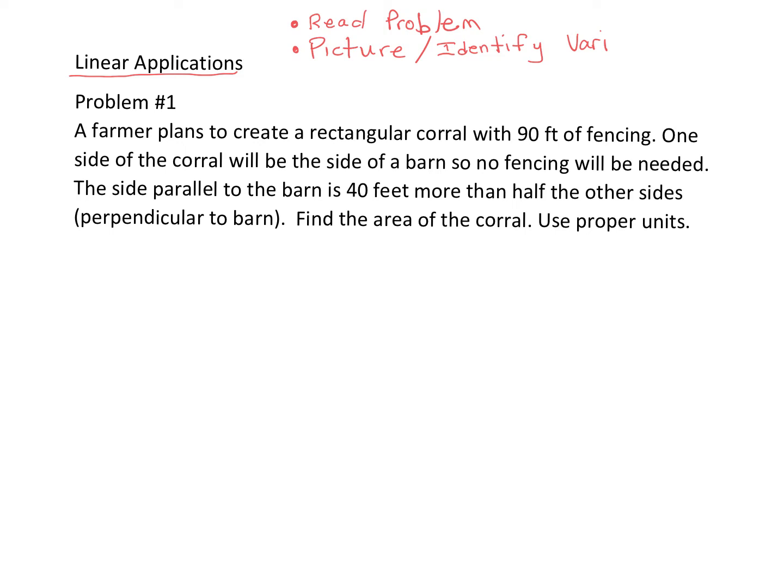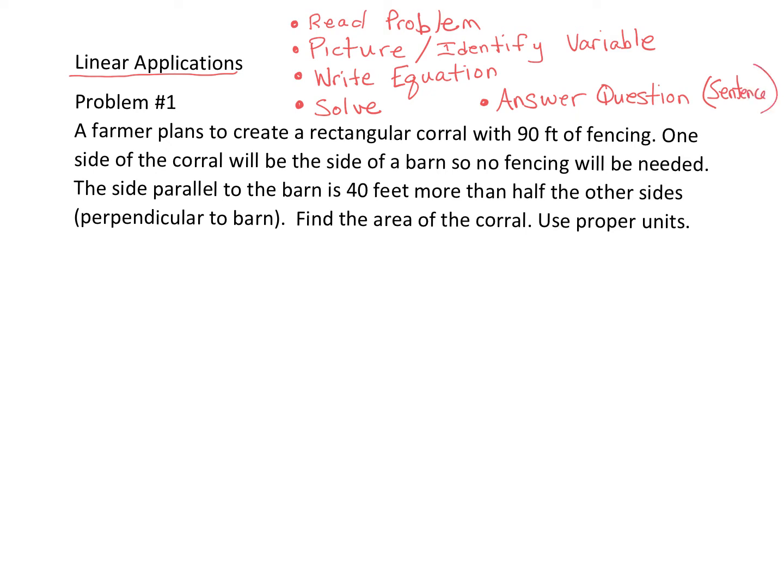This is a really important step, and a lot of times people try to go directly to the third step, which is to write your equation. So keep in mind, if you do those first 2 steps, writing your equation is going to be much, much easier. Once we write the equation, we're going to solve. And then the last step, we're going to answer the question that was asked. And we should do that in a full sentence. And we do that to make sure that we've actually answered the question.